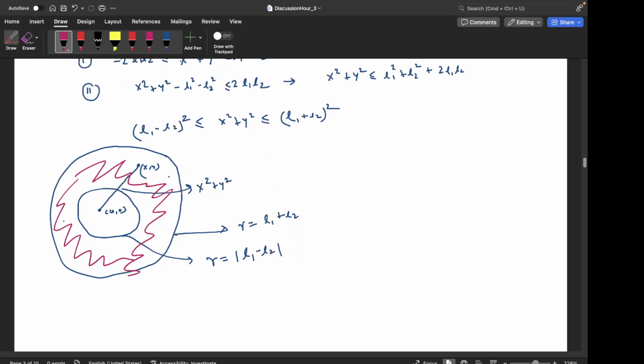So this is the workspace of a 2R manipulator.